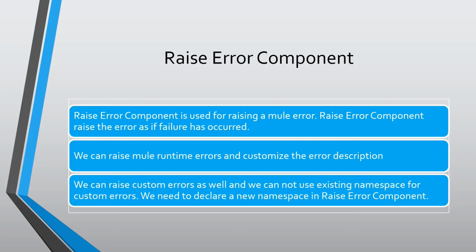Mule provides a Raise Error component for raising the error in the Mule code, and we can raise either a Mule runtime error or a custom error. If we are raising a Mule runtime error, then we cannot change the namespace. We need to use an implicit namespace, but we can customize the error description. If we are raising a custom error, then we need to declare a new namespace in the Raise Error component. We cannot use the existing namespace.